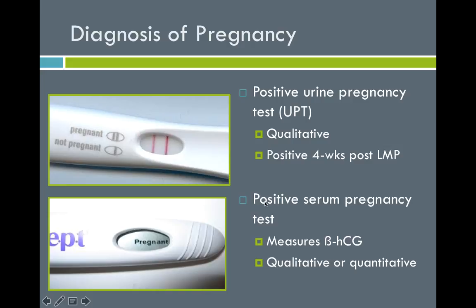So first we have to diagnose that the patient is pregnant, right? Positive urine pregnancy test. We have a qualitative test, which is what this is. We also have a quantitative test that's done by blood. Important to note that in contrast to the infertility tests, any second line here is considered pregnant. Even the faintest of lines is considered pregnant.